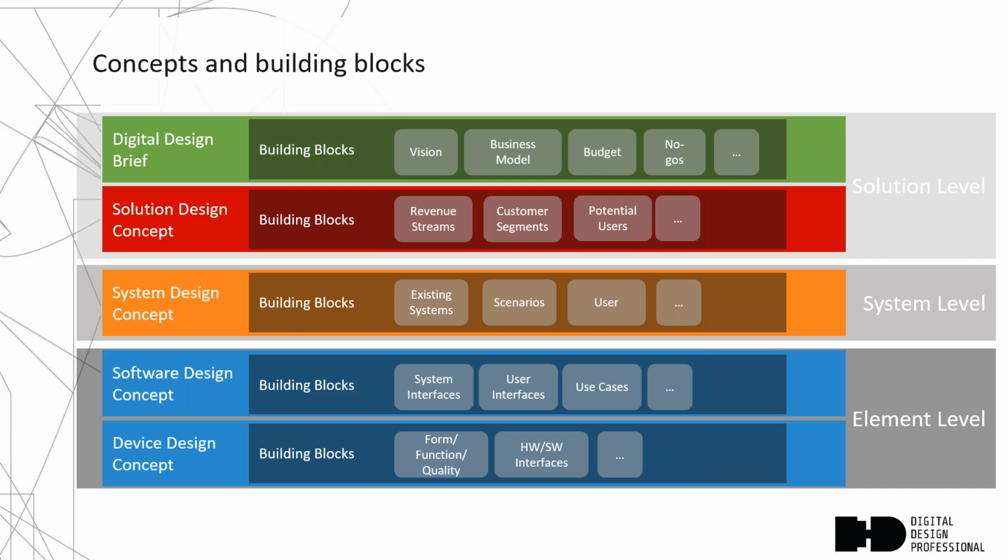Then we go further into the details of the system. We talk about real users. We talk about existing systems that I have to connect with. And when I go further into the details of the element, we distinguish software from devices. This is also a very important distinction from my point of view, because nowadays, not only notebooks and smartphones and tablets are the devices that carry digital solutions. We very often see dedicated devices, smart speakers, for example, that you place into your home and that you can interact with, that provide dedicated services. And therefore, it's really important not only to think about software, but also to think about devices.